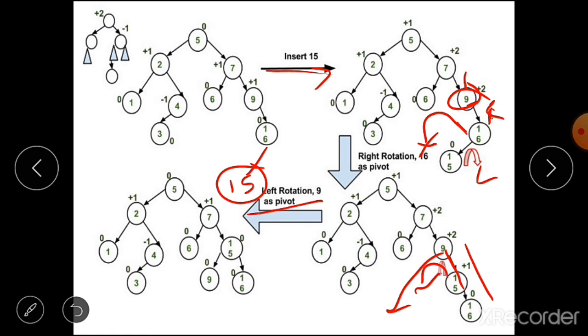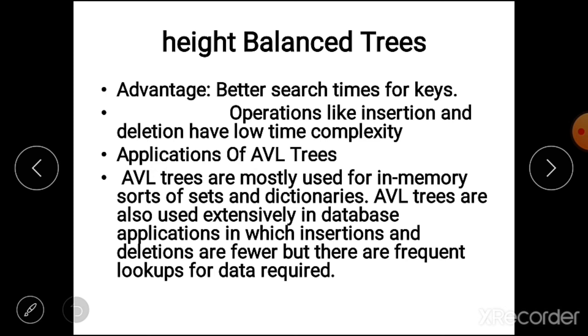So here we perform a left rotation with 9 as the pivot and it becomes like here, and this is the balanced tree. So what is the advantage of using a height balanced tree? Here the height of the tree becomes less, so it provides a better search time for keys, and operations like insertion and deletion have low time complexity.